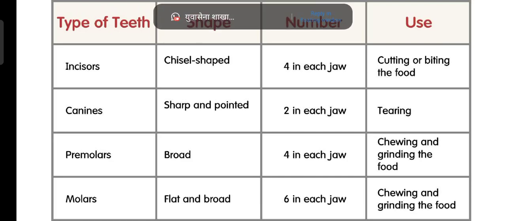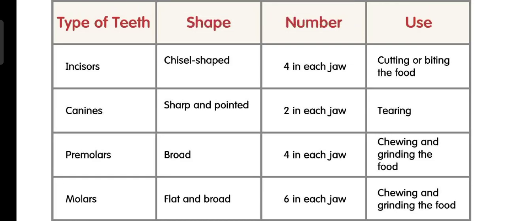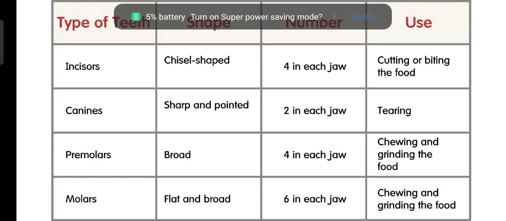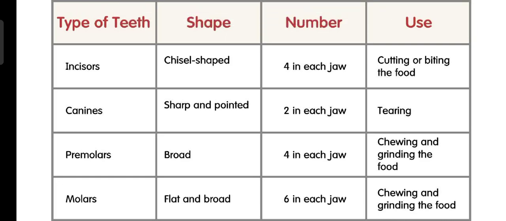Next comes premolars. Now what are premolars? Premolar teeth are broad in shape. They are four in each jaw and they are used for chewing and grinding the food. Molars are flat and broad, six in each jaw. They are used for chewing and grinding the food.